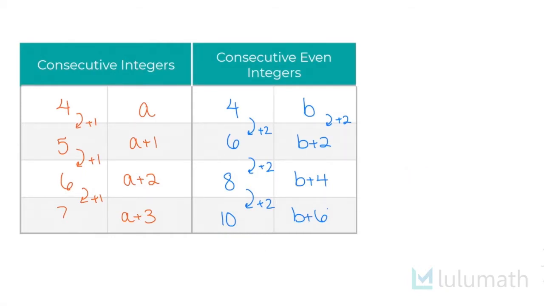so forth, right? And it doesn't matter what number I start with. I could start with 28. The next one would be 30 because I would add 2 to that. The next one would be 32 because I would add 2 to that.